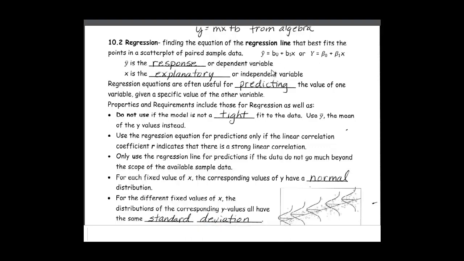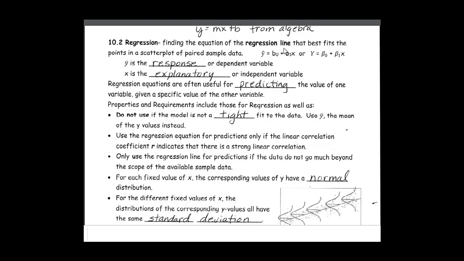If we find that we do have somewhat of a correlation between two different variables, we want to try to find the equation of what we call the regression line, or a line of best fit, or a trend line. There's different terms for it. But we want to find the equation that best fits the points in the scatter plot of our paired data. We could come up with two equations.